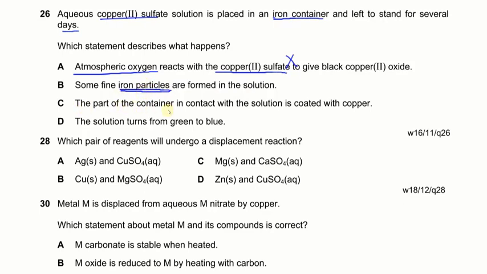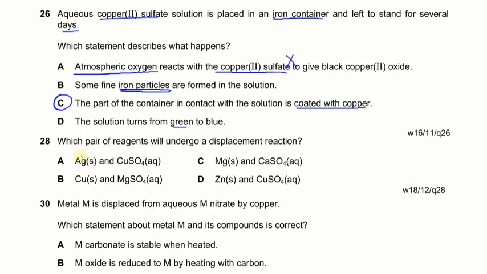The part of the container in contact with the solution is coated with copper. Okay, you see copper is a less reactive metal, iron is more reactive. So iron will displace copper. That's why you will get a coating of copper where the iron is in contact. That is fine. The solution turns from green to blue? No, because copper sulfate is already blue in color in the beginning, so it's not green. So C is the answer.